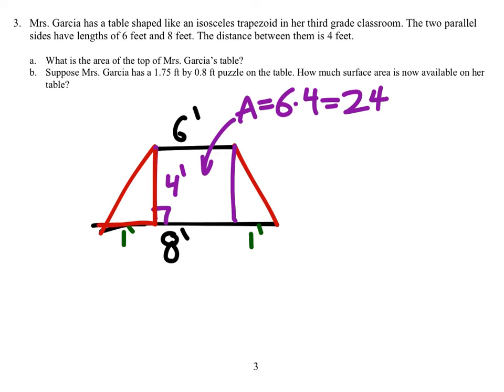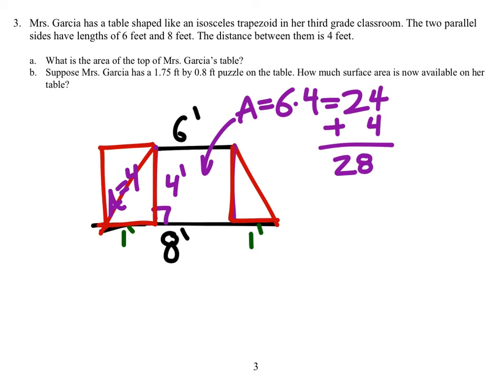And then we got these triangles, which we could change into a rectangle. That would be a 1 by 4 rectangle. So that area would be 4 square foot, which we will add to the 24, and we find that the area of the table is 28 square foot. That is part A.